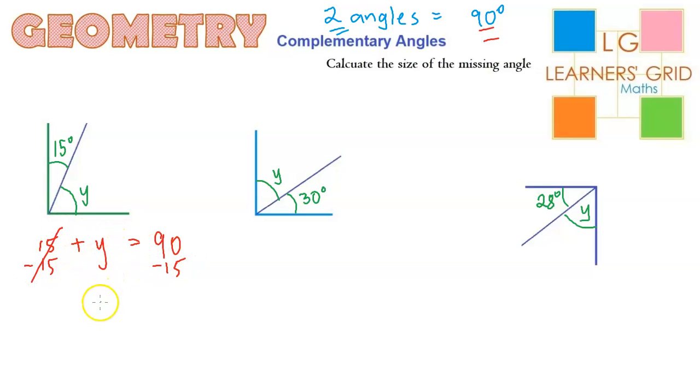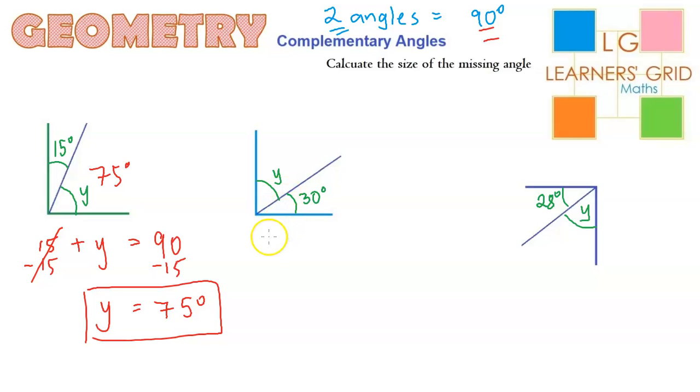and we're left on the left-hand side with the variable, which is y, and then 90 minus 15 will give us 75 degrees. And 75 degrees is in fact the size of angle y. Let's move on to number 2.